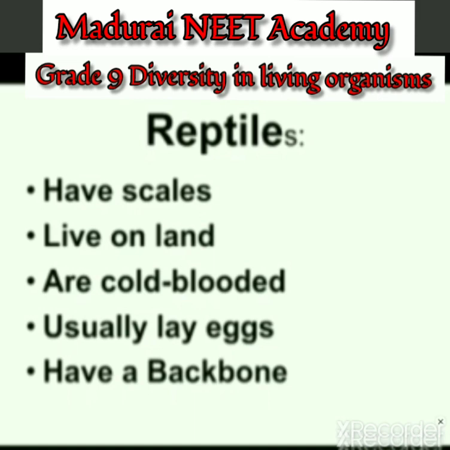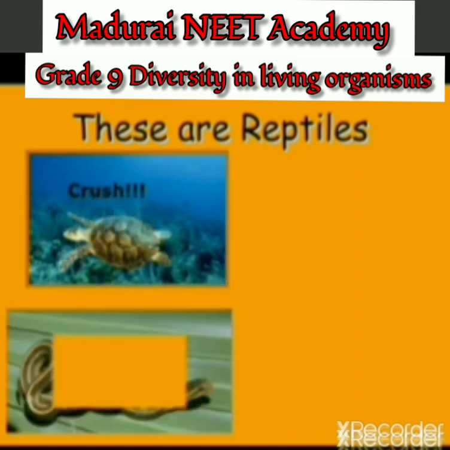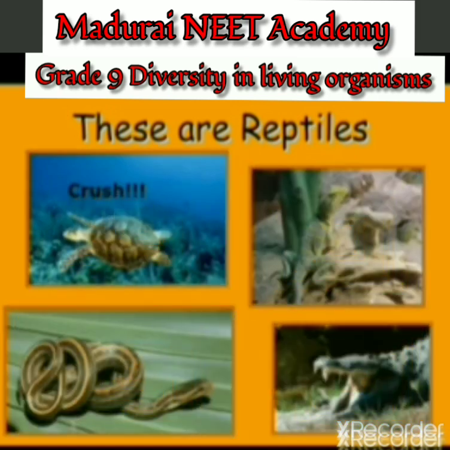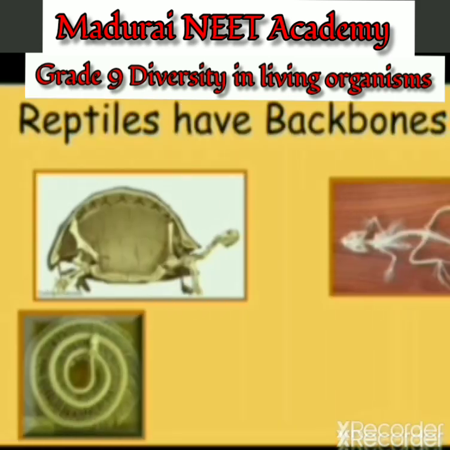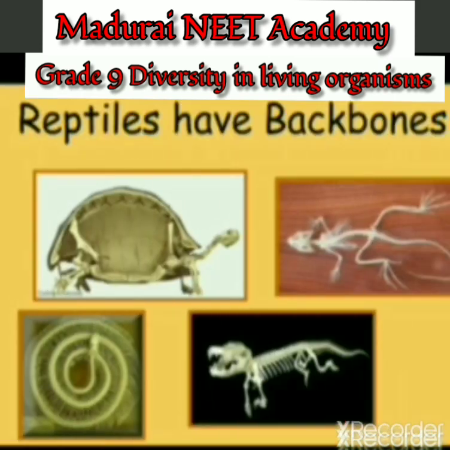They have scales over their body, and fins also, which help in swimming in the water. The next class is the reptiles. These reptiles also have scales over their body. They are also cold-blooded animals. They lay eggs and they have a backbone, and reptiles are those which live on land. The examples are tortoise, snake and so on.